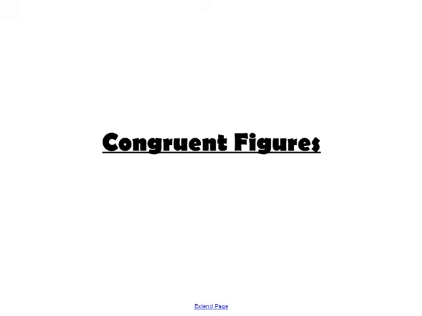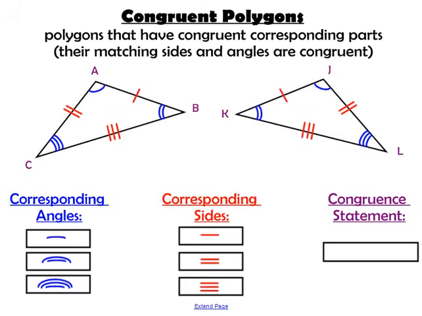Congruent figures. Congruent figures are polygons that have congruent corresponding parts. That means that their matching sides and angles are congruent. So here we have two triangles with various side markings and angle markings. So let's go ahead and identify the corresponding angles.